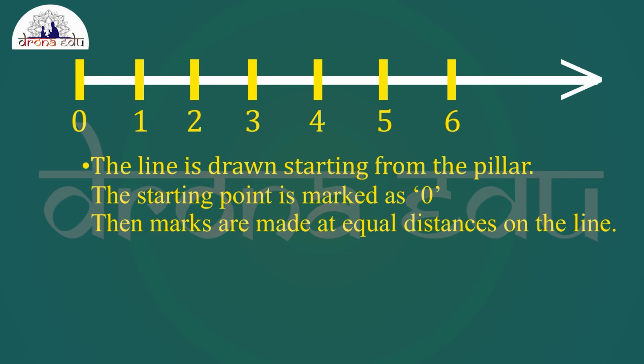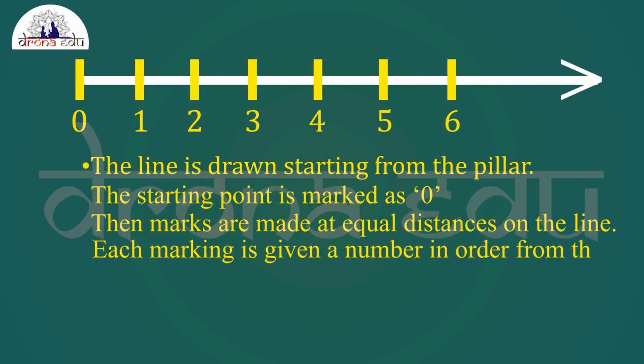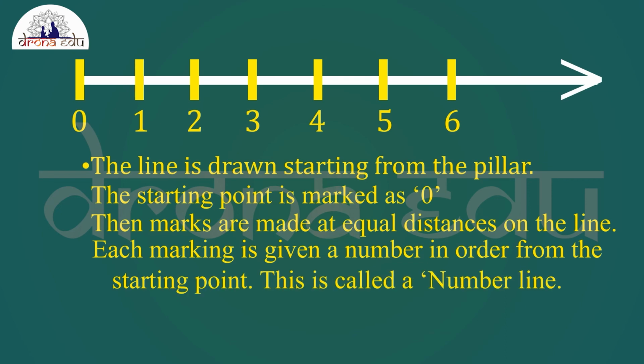All the points are at equal distance, and each marking is given a number in order from the starting point. This is called a number line. Got it? So this is about the number line, and this is about the chapter numbers.